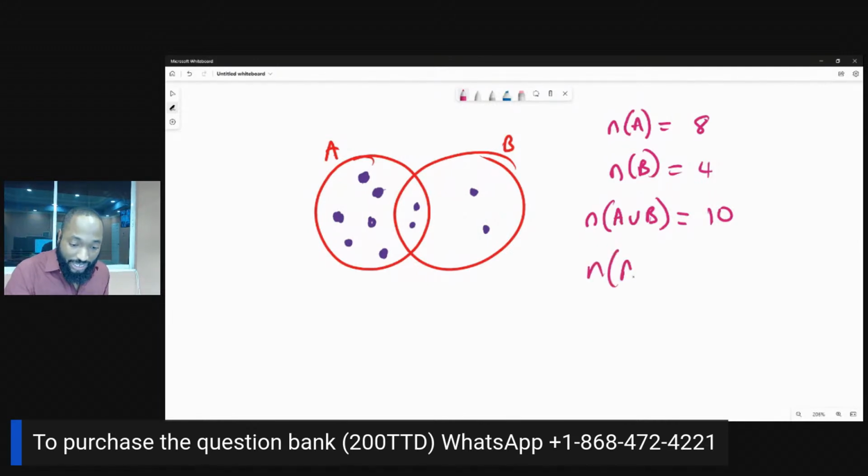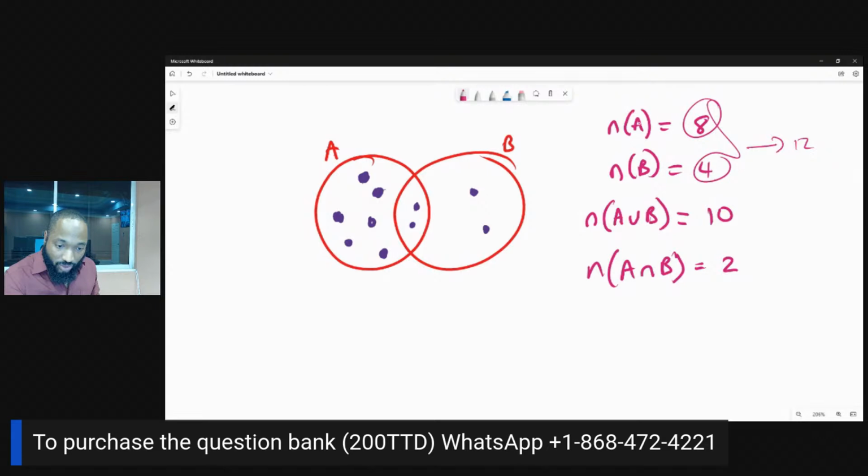How many elements in A and B? Now, this one is the intersect sign. So now this is where you tell me 2. Something just played out here that I want you all to pay keen attention to. If I add this and this, how much do I get? 12. So if I try to add up A and B, I get 12. But when I add it all together, I really get 10. So why is that happening? Why is that happening, class?